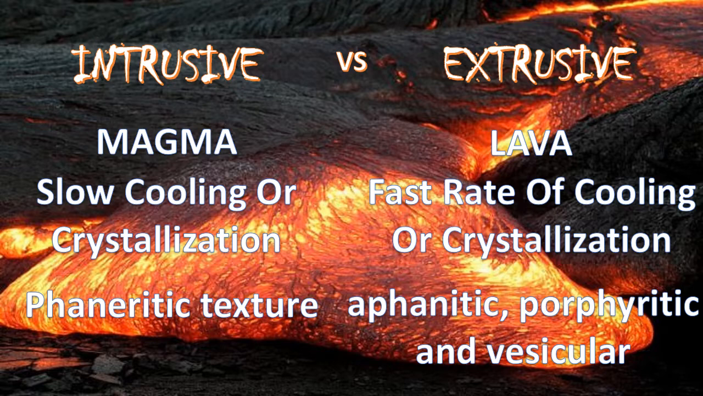When we say extrusive rocks, this type of rock is formed from the byproduct, or lava. And they are formed through a fast rate of cooling and fast crystallization. The texture of the rock is aphanitic, porphyritic, or vesicular. This type of rock has a finer texture.